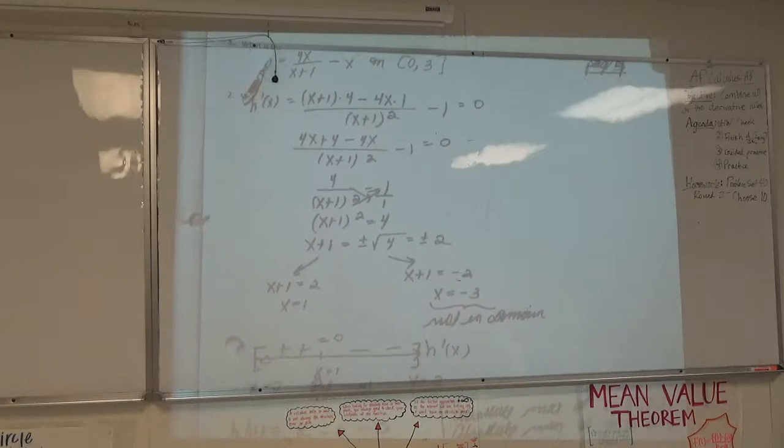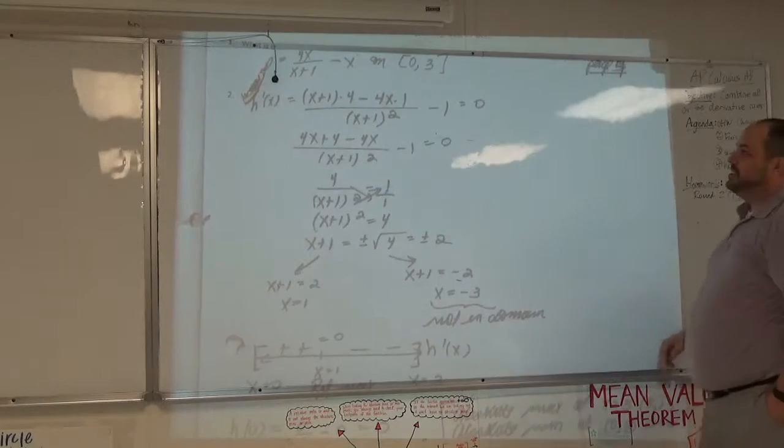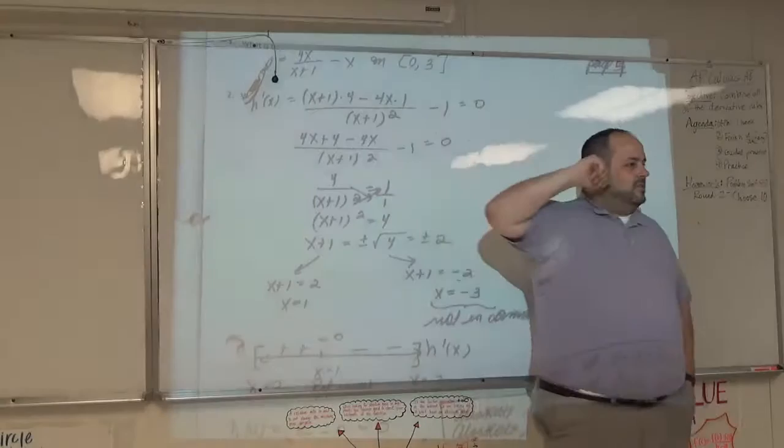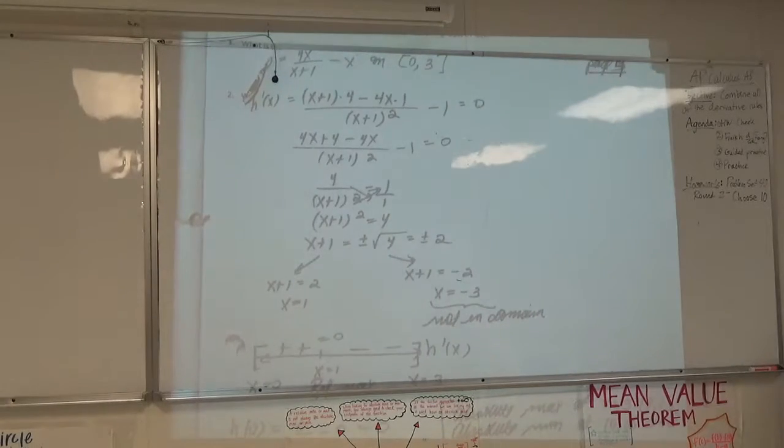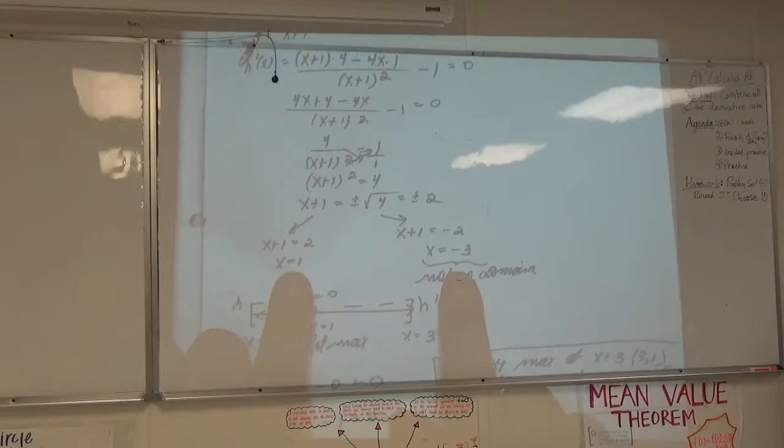All right, number 6, go through. You're going to have to do a quotient rule for those of you that like the quotient rule. And I think you get x equals 1 and x equals negative 3.